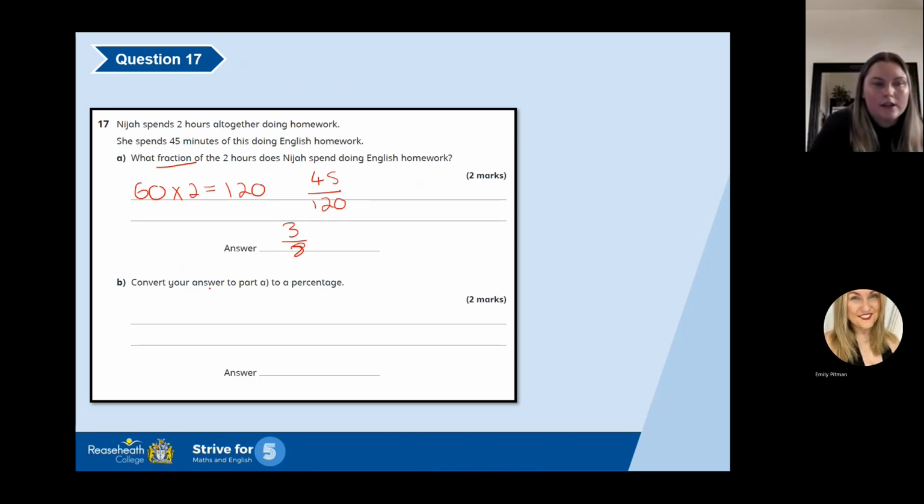And then it says convert your answer to part A as a percentage. So to do that, I keep the fraction on the calculator and I simply times it by 100 to get the percentage, and then press the STD button, which gives me 37.5%. So I've done the 3/8 times 100 on the calculator.